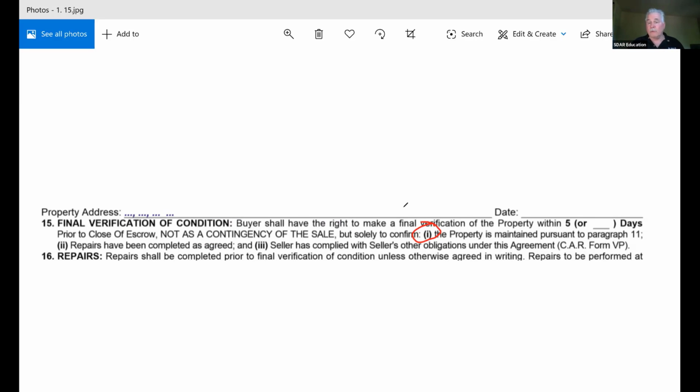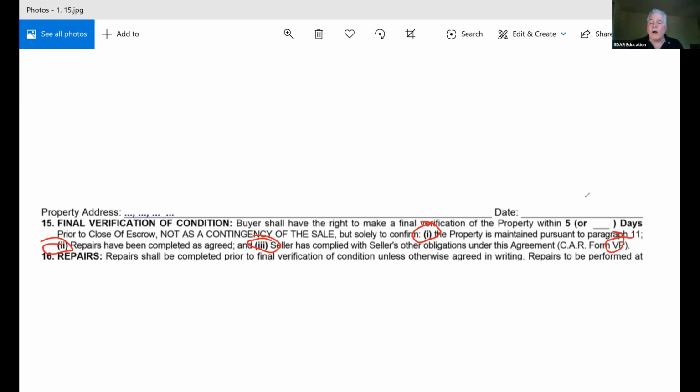But again, I'm going to defer you to your attorney. I'm going to defer you to your broker. This is just going to be my practitioner's experience after 41 years of doing this. Okay, so number 2, that any repairs have been completed as agreed. And again, remember, in a workmanlike manner. And number 3, that the seller has complied with seller's other obligations under this agreement. And again, here we go, this is my CAR form VP.